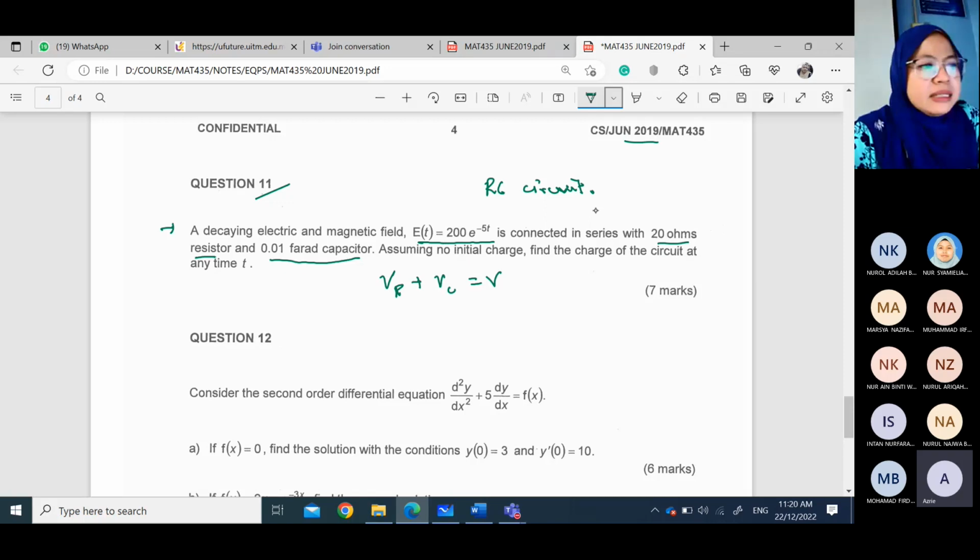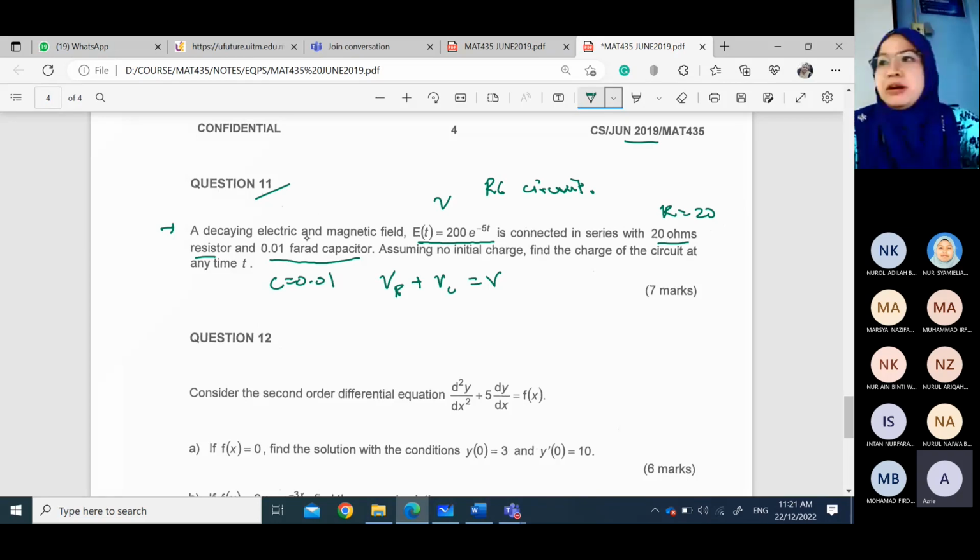So based on this question 11, here we have an RC circuit, because this circuit is connected between a resistor and a capacitor. Based on the information given, the electric and magnetic field, the total energy, is 200 exponent negative 5t. This is our total voltage. And then a 20 ohm resistor, so R is 20. The other one is the capacitor, 0.01 farad. The unit for capacitor here is farad.